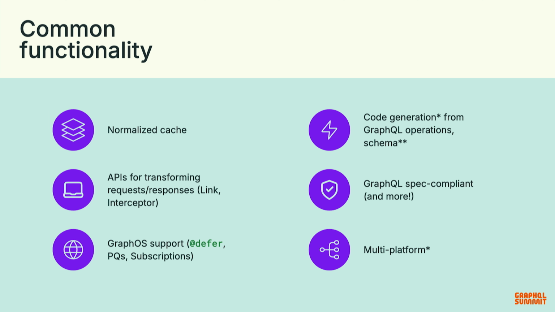I won't read this out loud to you, but some common functionalities. The normalized cache is my favorite. We think it's the idiomatic way to do GraphQL front-end development. And also code generation. We ship native code generation modules in Swift and Kotlin and have a great integration with the GraphQL code generator in TypeScript. And more, obviously.